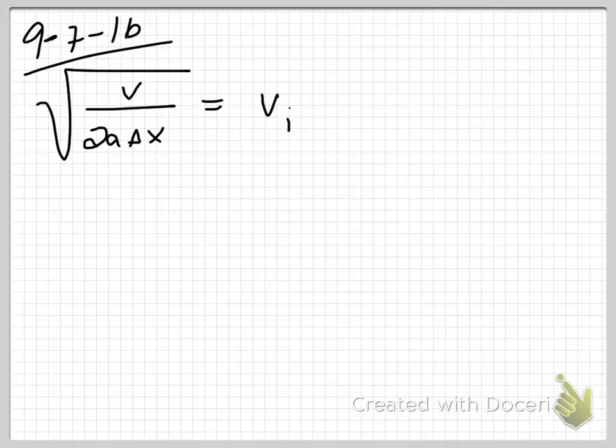So to do dimensional analysis, of course, what we want to do is put in units in place of all those variables. So we know that velocity is given in what? Meters per second.